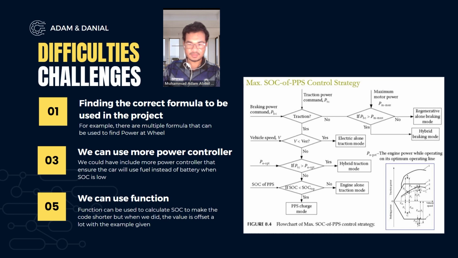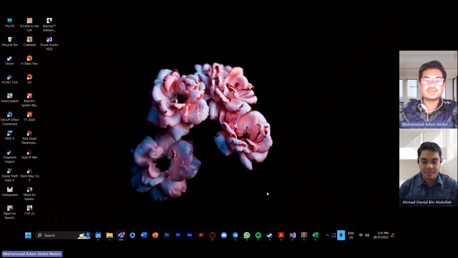Last but not least, we can also use a function to calculate SOC or energy use to make the code shorter, and we can always call the function when needed without having to write the same thing again. However, when we did that, the output values were far off from the example given, so we opted to not include the function in this program. Now we will proceed with the running of the program made by us.